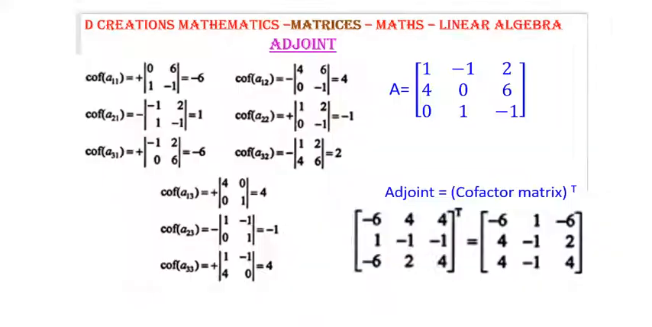Last step is simply taking the transpose of it. I hope you remember what a transpose is. It is switching of rows and columns, right? So let's do an example so that you will understand this in more detail.